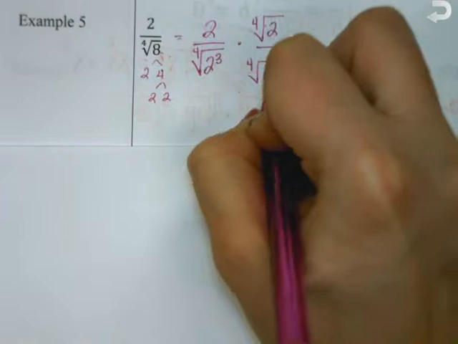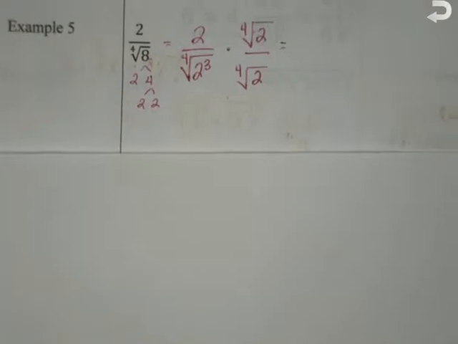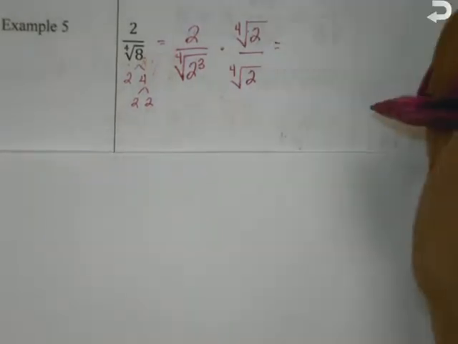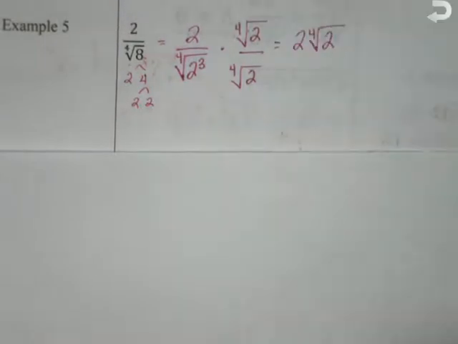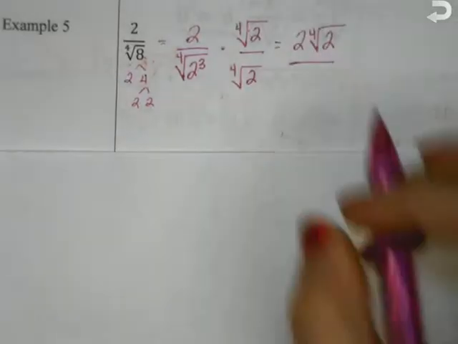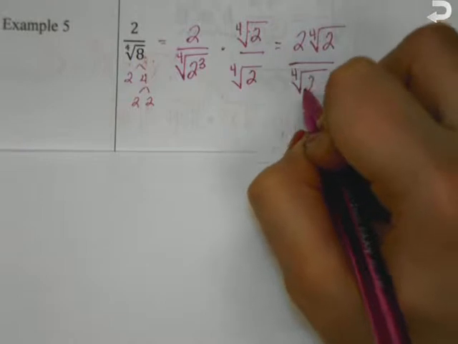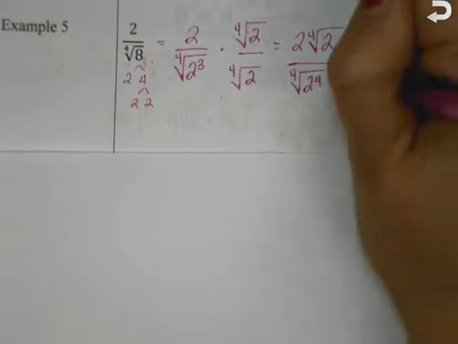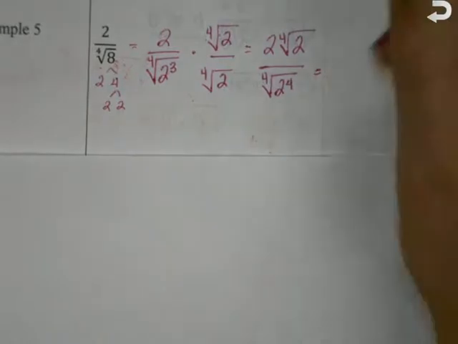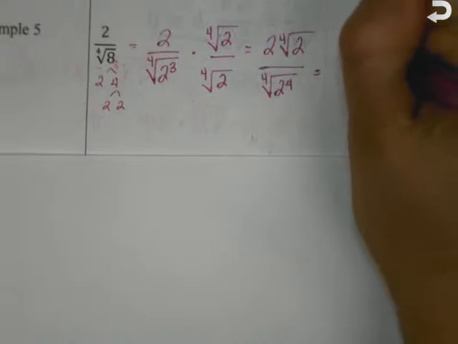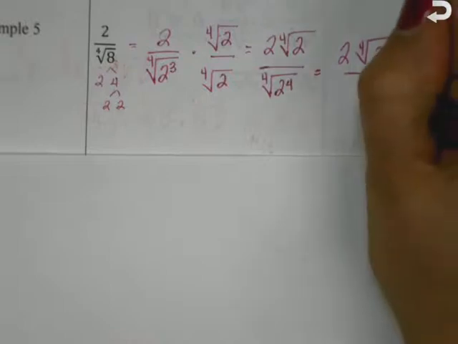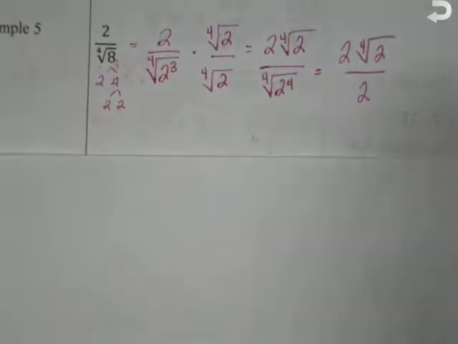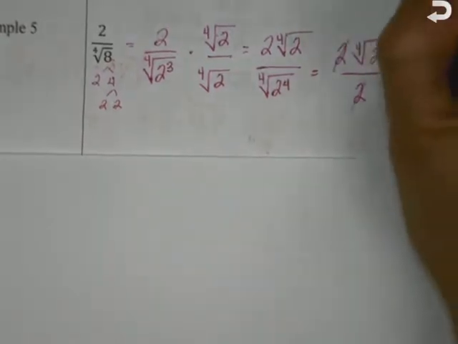So on top, what does that give me? 2 times the 4th root of 2, all over the 4th root of 2 to the 4th. So that's 2 times the 4th root of 2 all over 2. What's the 4th root of 2 to the 4th? 2. And then I can simplify. 2 goes into 2, and you get 1. So that gives me the 4th root of 2.